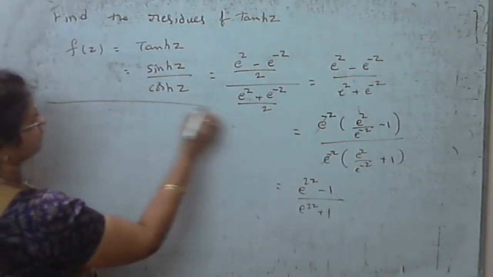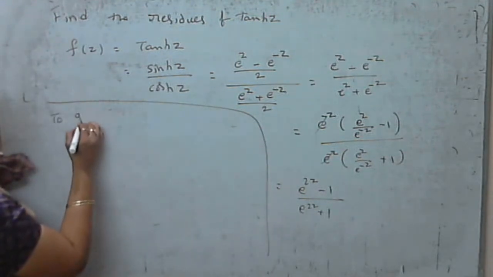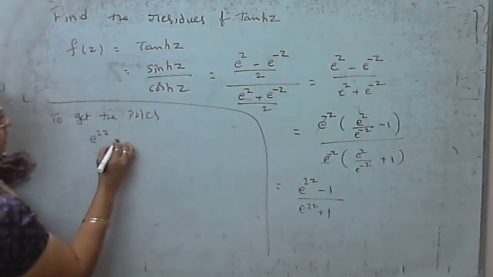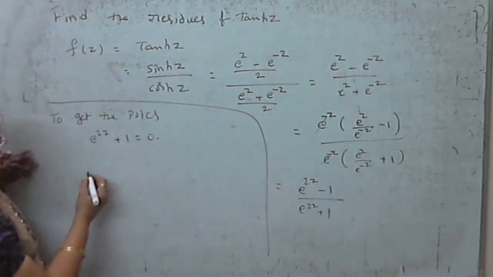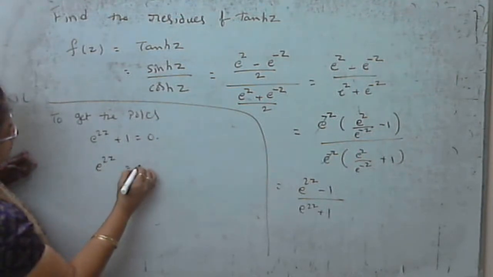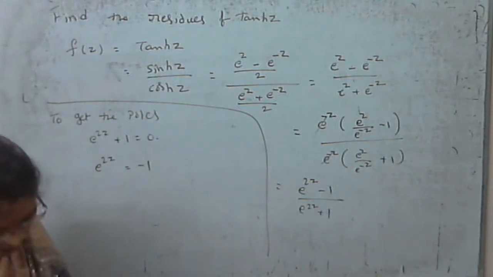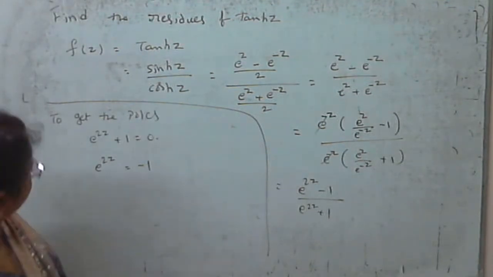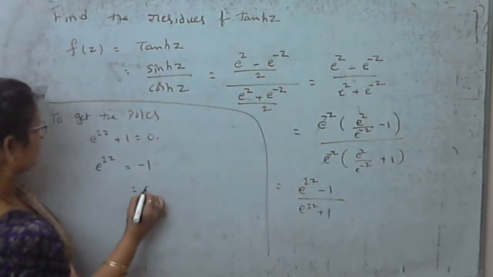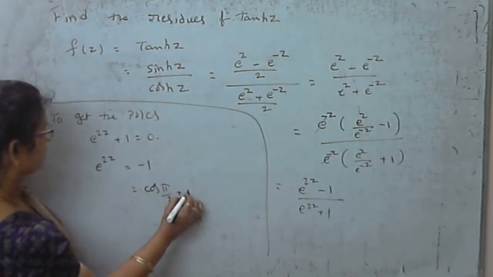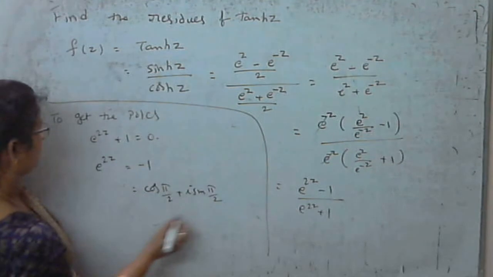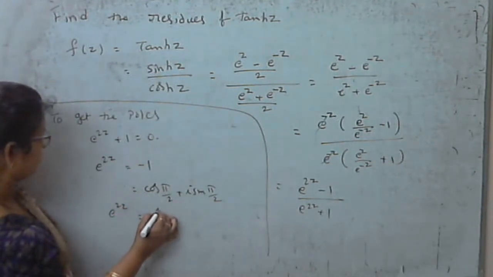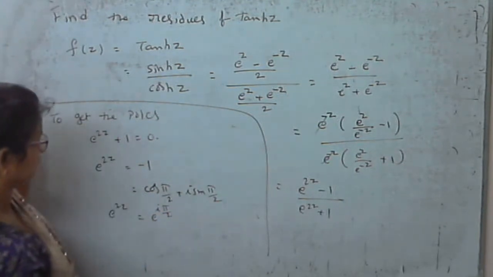Now to get the poles, e^2z plus 1 equal to 0. So e^2z equal to minus 1. That is equal to cos pi by 2 plus i sin pi by 2. So e^2z equal to e^(i pi by 2).